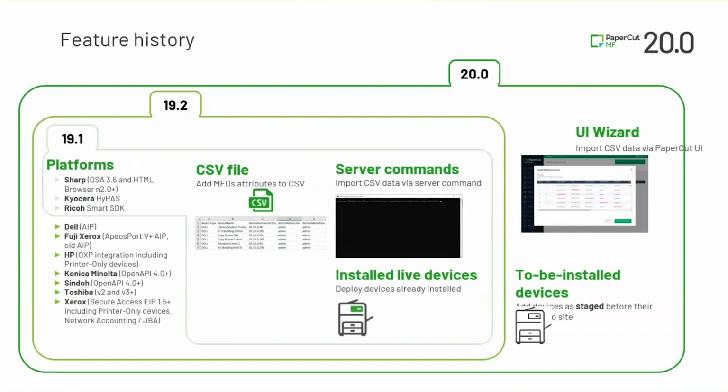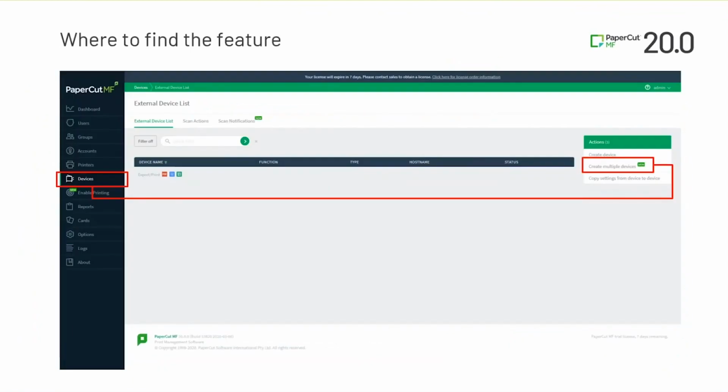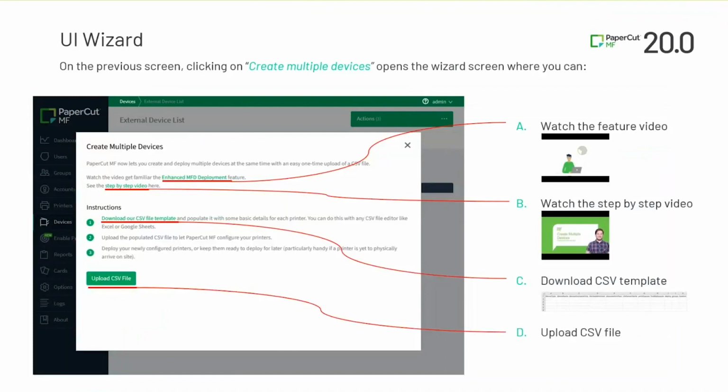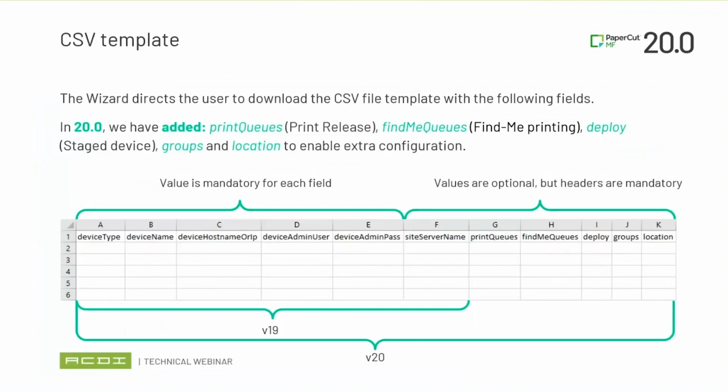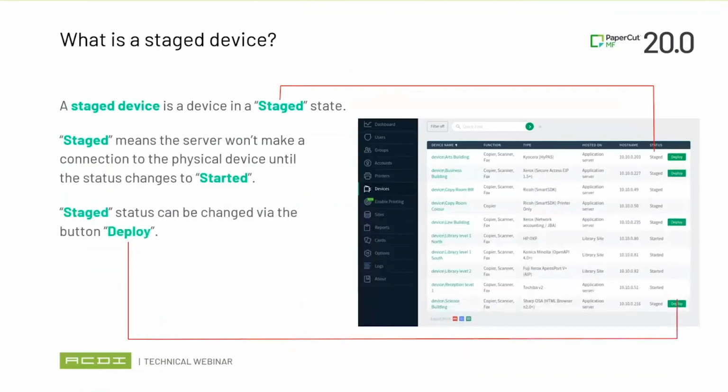The wizard is located under Devices over on the right-hand side, and there's a new link, Create Multiple Devices. Clicking on the link will provide a video with step-by-step instructions. The CSV template is there for download, and you upload your completed spreadsheet in the same window. There are mandatory fields in the CSV template, as well as optional values like site server info, print queues, and locations. And you can create a staged device. A staged device can then be deployed with one click once the physical device is on location and ready to print.